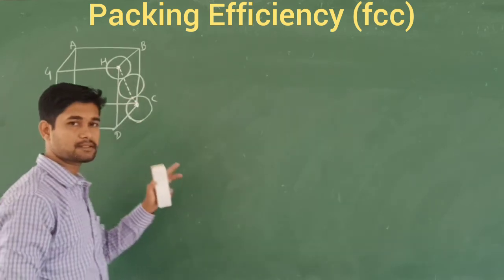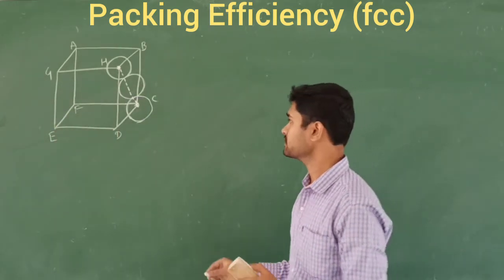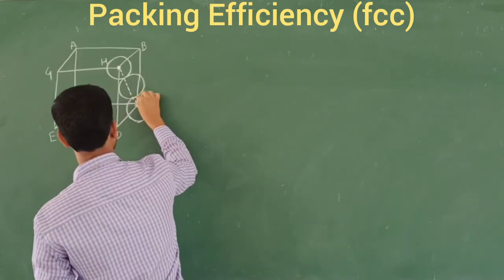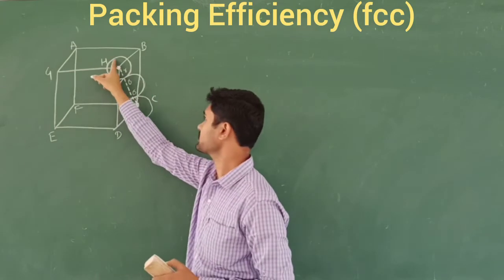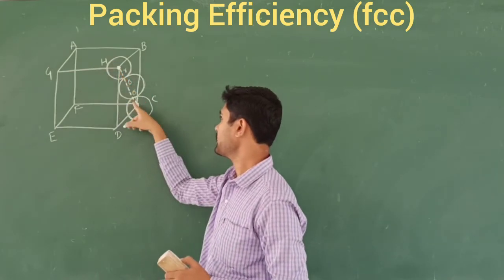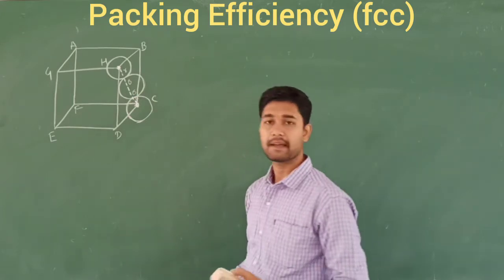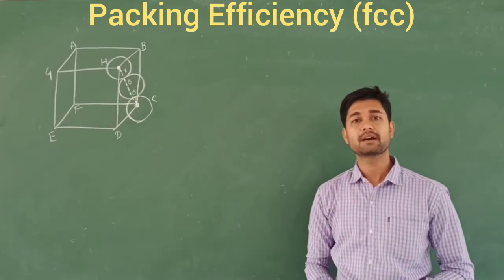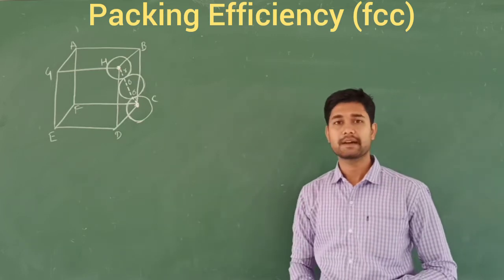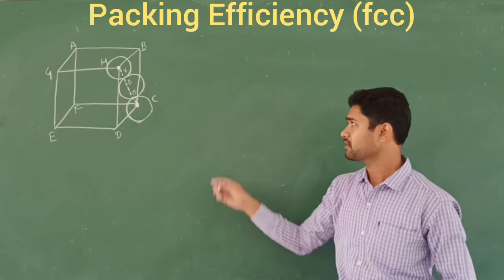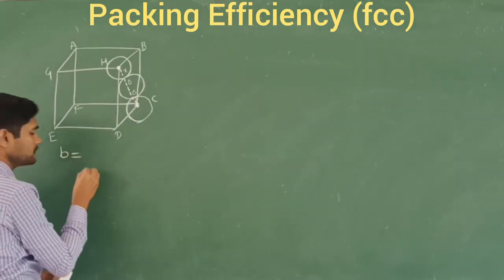So 3 spheres are touching each other, and this sphere has the radius R, right? So here 1 R, 2 R, 3 R, 4 R. You are not going to consider this one, right? This is one radius and this is half of this radius. Total B is equal to 4R. So let A be the side of the cube, or also the edge length of the cube, and R the radius of the sphere.